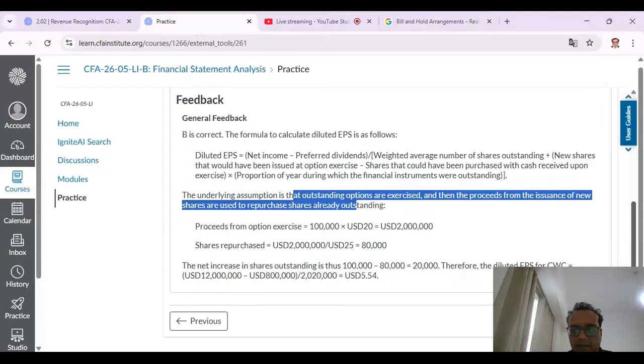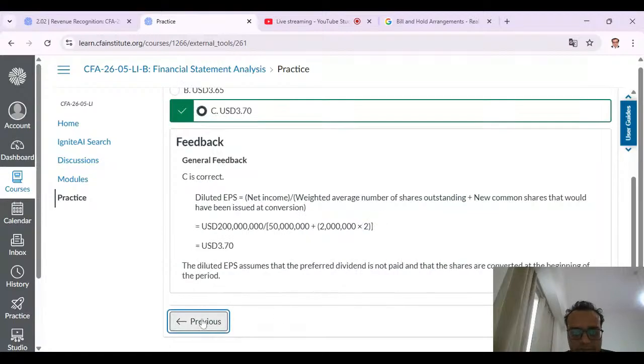Therefore, the diluted EPS for CWC is my actual profit minus the amount of 800,000 divided by 20,000. Sorry, एक बार वापस जाते हैं on this question.